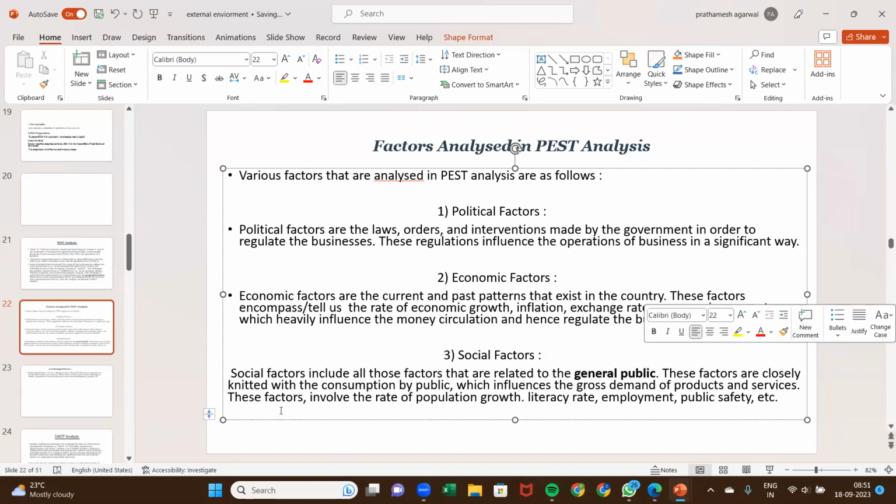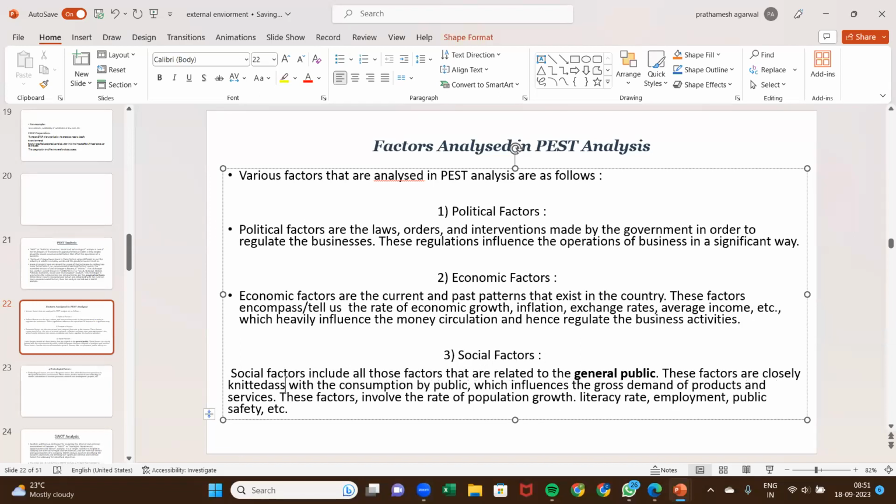These factors are closely knitted. Knitted means they are closely associated with the consumption by the public, which influences the gross demand of the products and services. These factors involve the rate of population growth, the literacy rate, employment, and public safety.